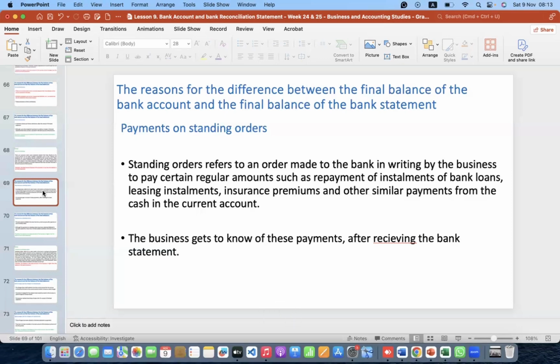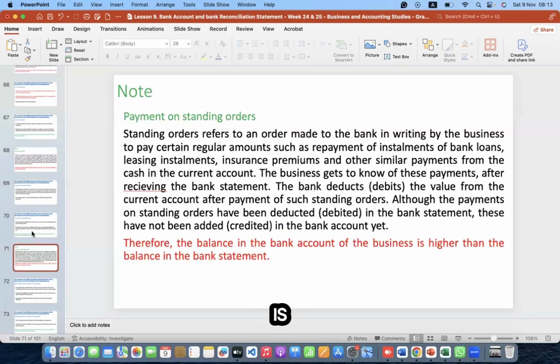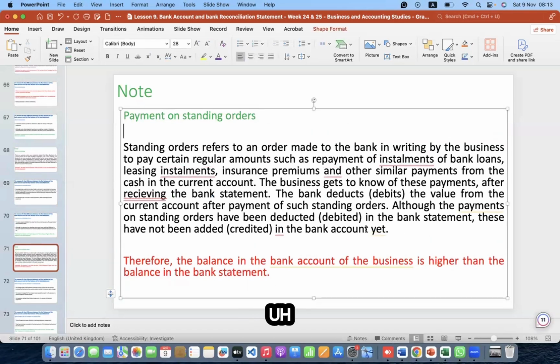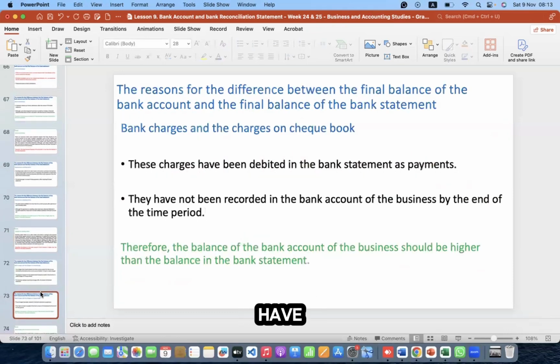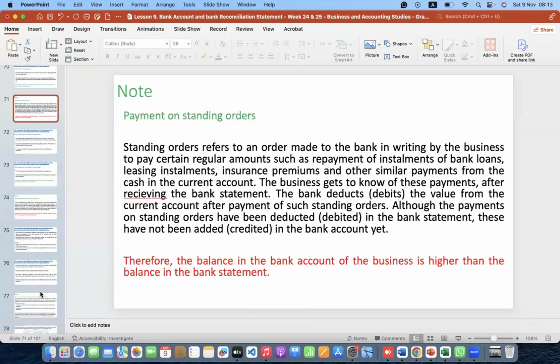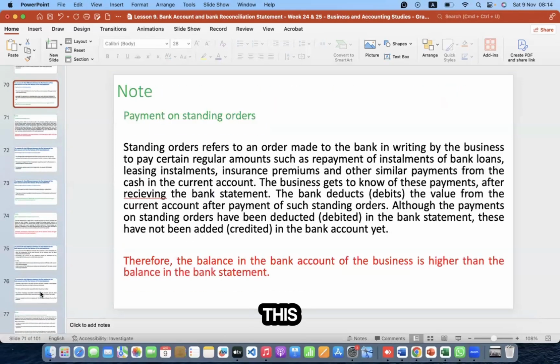Yes, sir. Okay. Since we are running out of time, you can refer to this note later and complete this note on payment on standing orders. We have only one small point left, and we will finish it. Then this entire thing is completed. You can refer to this on YouTube, or I can send you the note as well, and you can complete it.